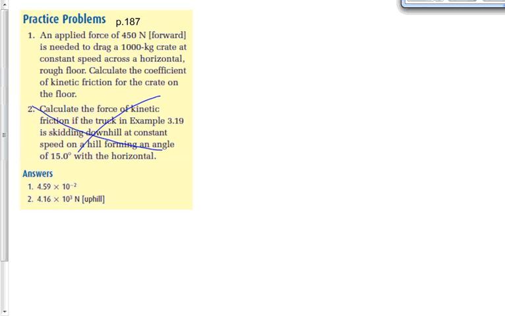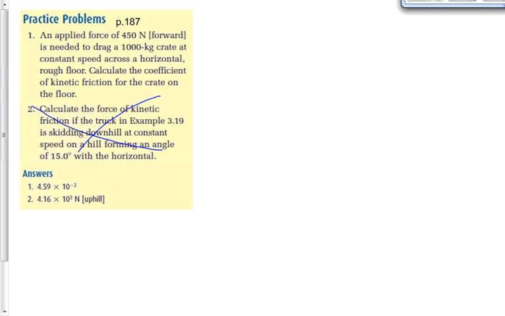This one says an applied force of 450 newtons is needed to drag a 1,000 kilogram crate at a constant speed. Hey, good question, because it not only requires us to know this stuff about friction that we're just learning, it also takes us back to the very beginning of this unit, the first day when we talked about Newton's first law, which says, if you remember, an object in motion will continue in motion in a straight line at a constant speed until acted upon by an unbalanced force. It's what we call translational equilibrium.